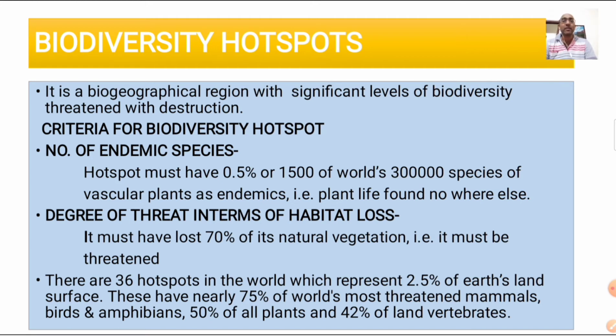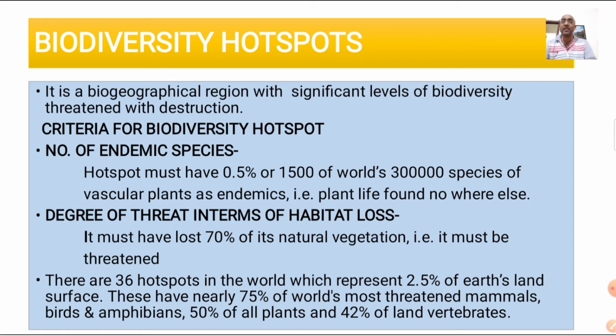One of the criteria is the number of endemic species. Endemic species means these species are found only in that particular region. They are not found anywhere else. A biodiversity hotspot must have 0.5% or 1500 of the world's 3 lakh species of vascular plants as endemics. The particular area which we are taking as a biodiversity hotspot must contain 0.5% of the total number of vascular plants as endemics. That means only in that part the plants must be restricted. They are not found anywhere else. Got it? First point was the number of endemic species.